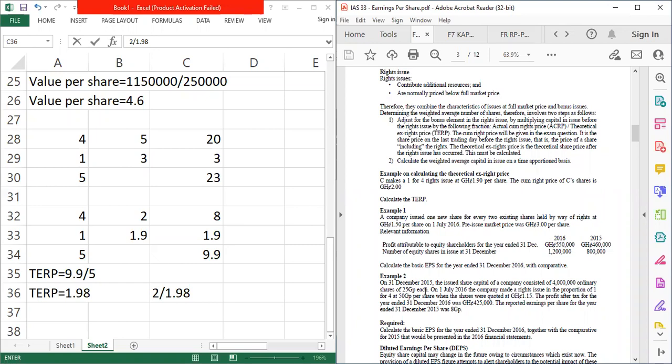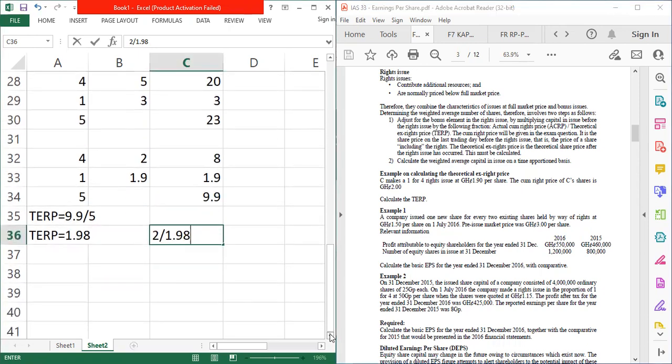So the first thing that you have to do is to calculate your theoretical ex-rights price. That is the first thing that you have to do. When was the rights issue done? 1st July. Okay. So let's find our theoretical ex-rights price first.